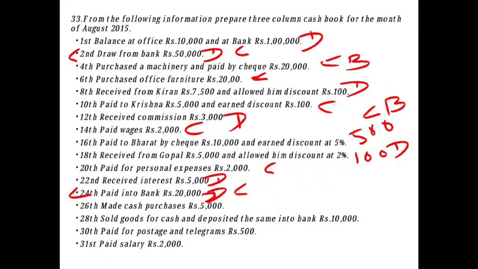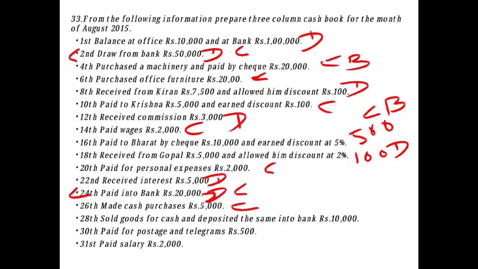cash column. Okay, because cash goes out, right? So cash column credit side and bank column debit side. Bank column debit side you should write to cash account bank column, then credit side by bank cash column. Okay, then made cash purchases, we have paid the cash payment, so credit side you should record.